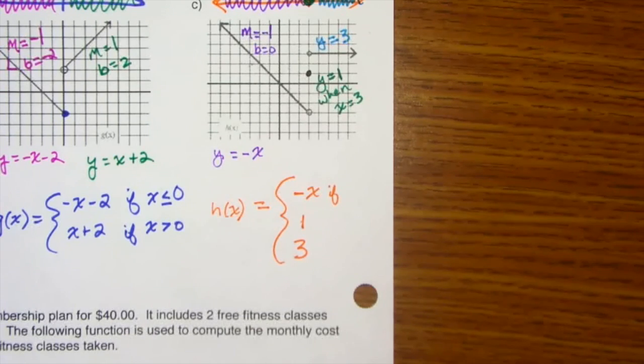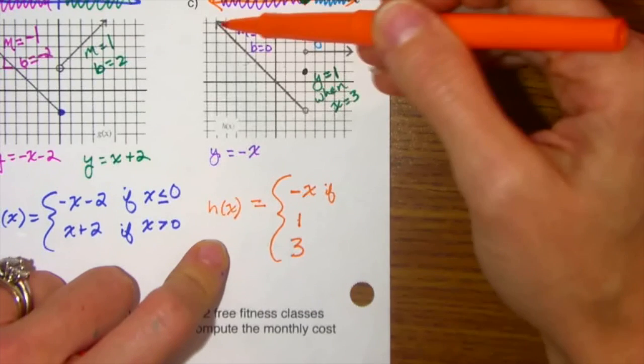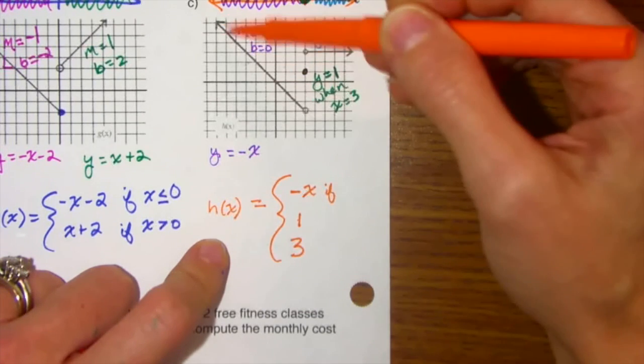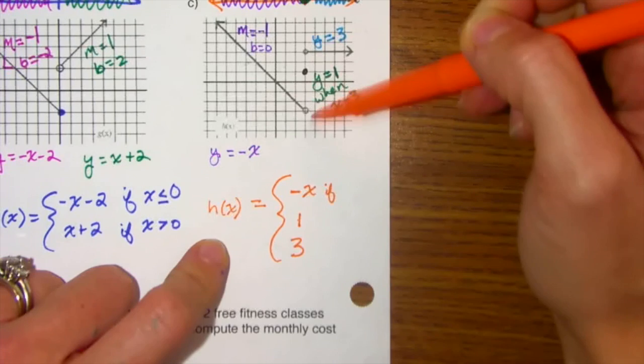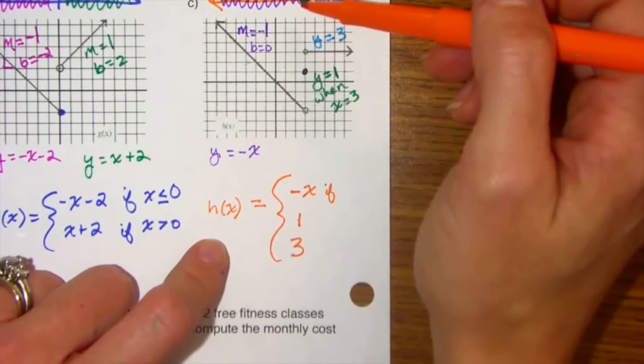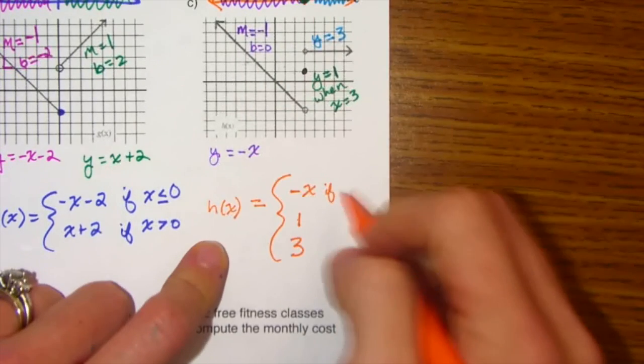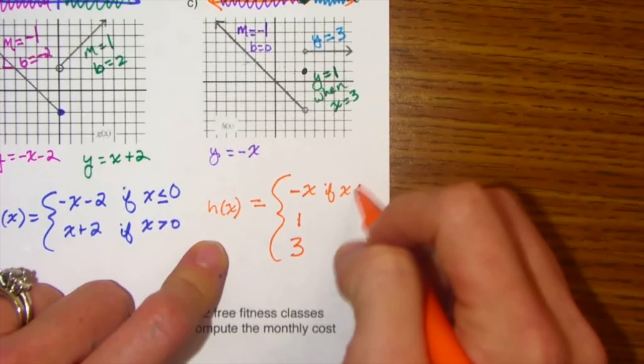All right, hopefully you guys got the 3 pieces. So we have h of x. We have this first function here. This is just negative x, all right? But when does it equal negative x? So if this is 3, it's if x is less than 3.